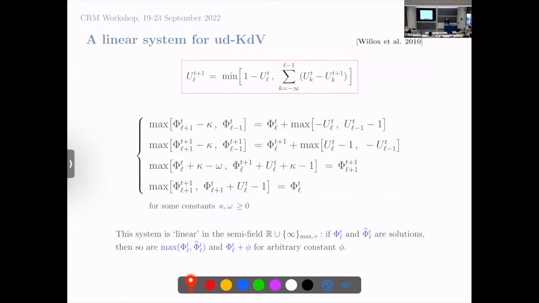So what are the ingredients? You have a function that is now, I write a linear system, but it's linear, of course, in this semi-field. So by linear, I mean if you have 2 solutions to the system, then the maximum of the 2 is again a solution. Or you can add any constant to the solution. Again, it's a solution. It's linear in that sense. And there are basically 2 constants that have to be determined. Well, I can not now, but if you want, I can explain why there are 2.